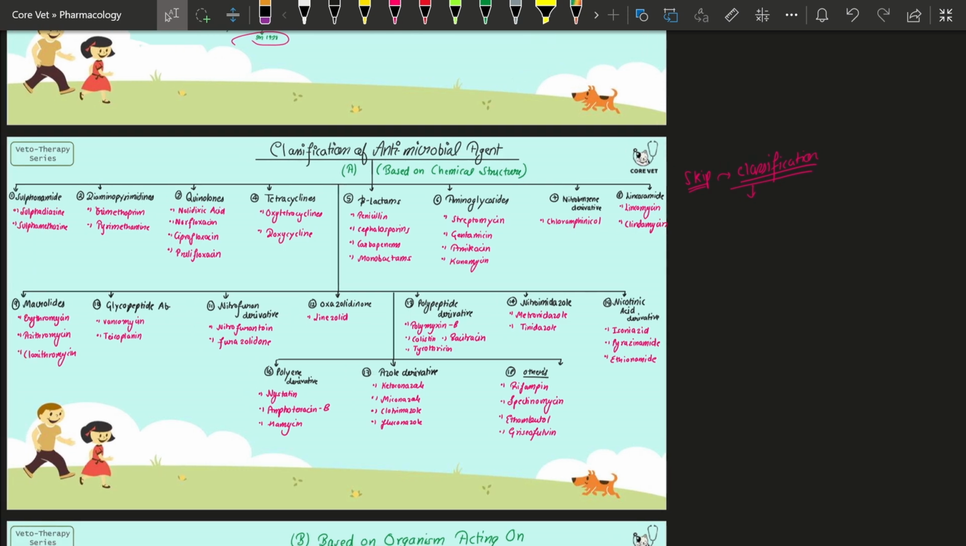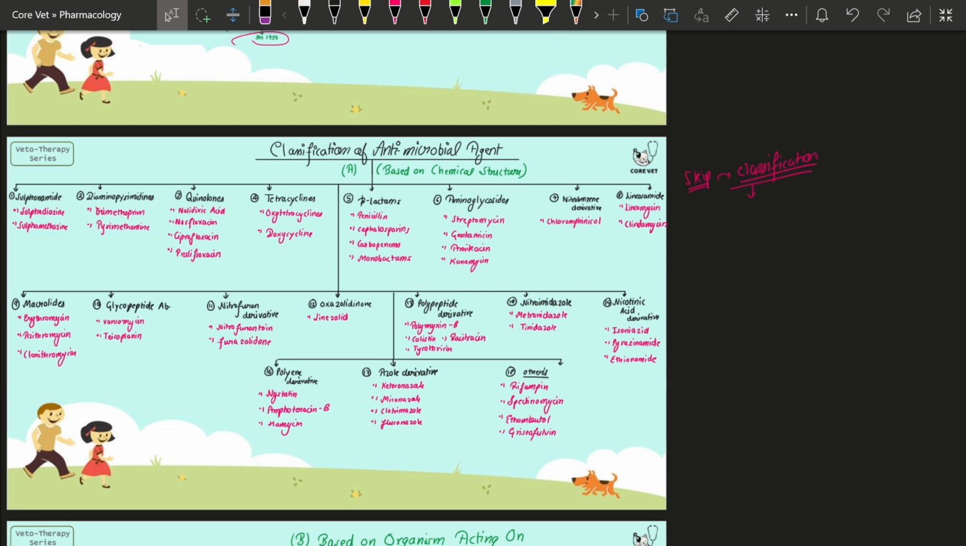You're going to study sulfonamides, diaminopyrimidines, quinolones, macrolides, all those classes. When you study all those classes, in each class you are going to study several drugs. Like in sulfonamides, you are going to study sulfamethazine, sulfadiazine, sulfathiazole, all the drugs. So you can automatically write down this classification, that in the sulfonamides, these are the drugs.